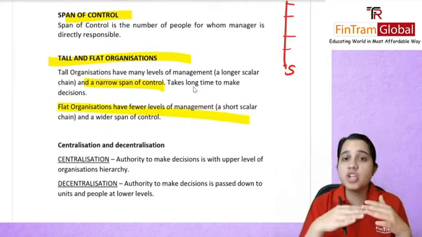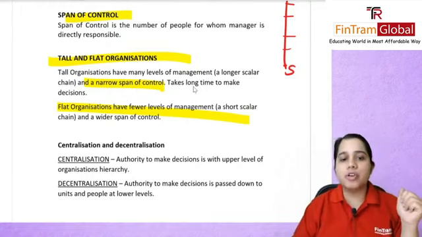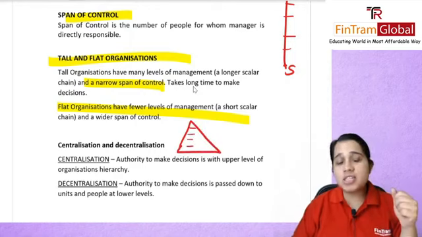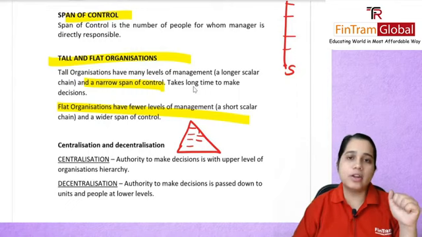Now, the scalar chain here is reduced, but the span of control is wider. You can see here in the diagram, this is a tall organization, basically too many levels. So of course, your scalar chain is longer, but one person is, let's say, responsible only for 2 or 3 people. So, narrow span of control.